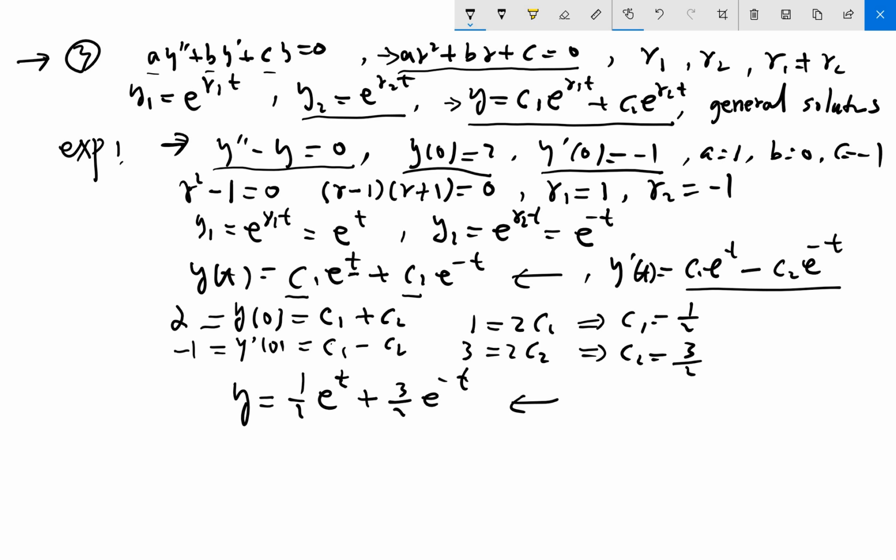Then e to the R1t will be one solution, and e to the R2t will be another solution. All the solutions of equation 3 can be written in this form, which is a linear combination of y1 and y2. It will still be a solution, and all the solutions can be written in this form. That's why we call this the general solution. So once you have a linear homogeneous equation with constant coefficients, find its R1 and R2, which are the zeros of the quadratic. So we did this.